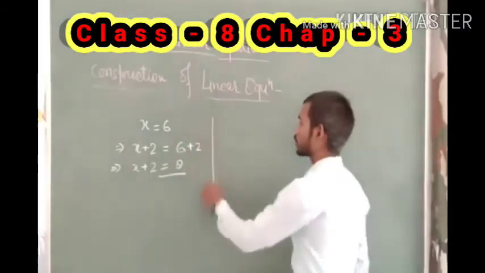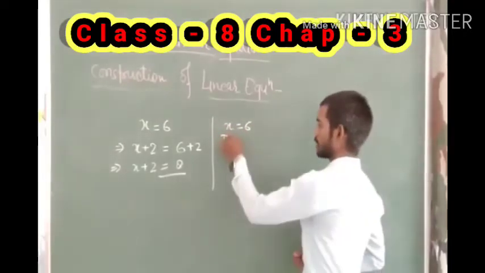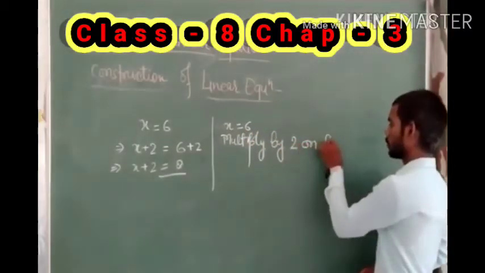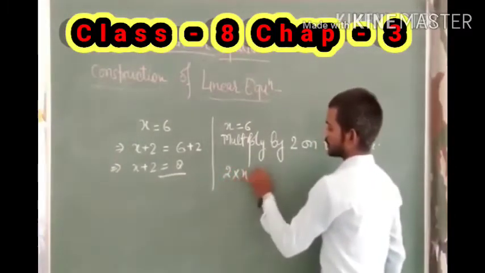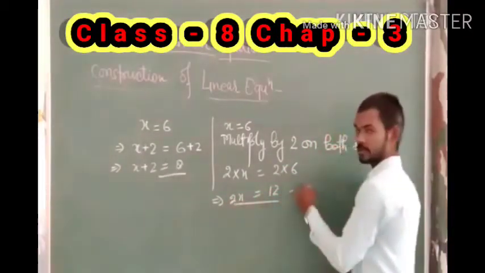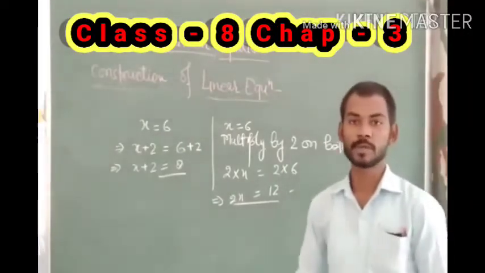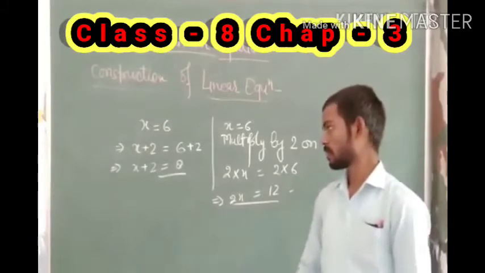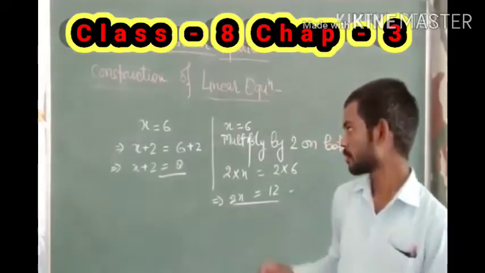We can also form another equation from the same value. Like x is equal to 6 is given, multiply by 2 on both sides. We get 2 multiplied by x is equal to 2 multiplied by 6, and this implies 2x is equal to 12. This is also an equation for which x is equal to 6 is given. So if the value is given and the question is to find the equation for which the value is given, then you can follow this rule. This is a very small topic, and it has little chance to come in the examination. So you just know about it.